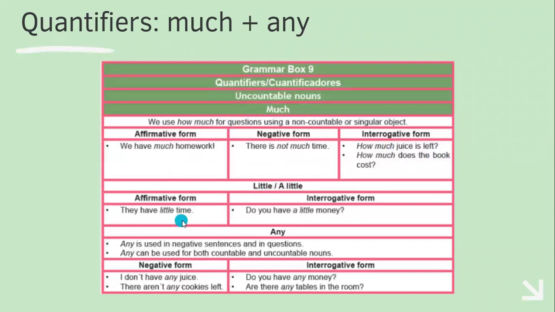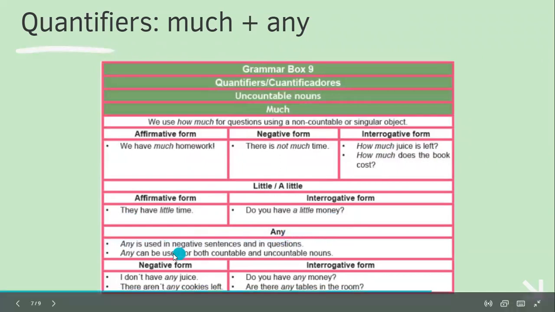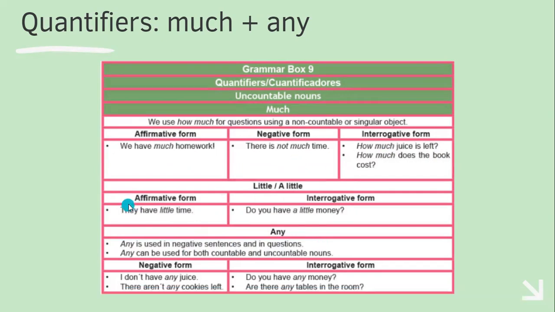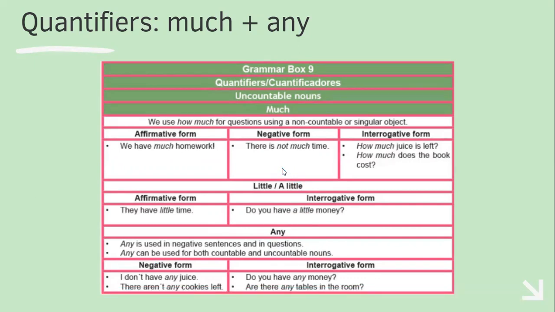And for little or a little, they have little time. Tienen poco tiempo. Do you have a little money? ¿Tienes algo de dinero? And finally, any. Any is used in negative sentences and in questions. Any can be used for both countable and uncountable nouns. So, I don't have any juice. No tengo nada de jugo. There aren't any cookies left. No hay galletas ya. And in the interrogative form, it says, do you have any money? ¿Tienes algo de dinero? Are there any tables in the room? ¿Hay algunas mesas disponibles?